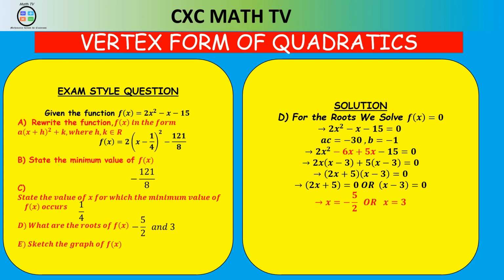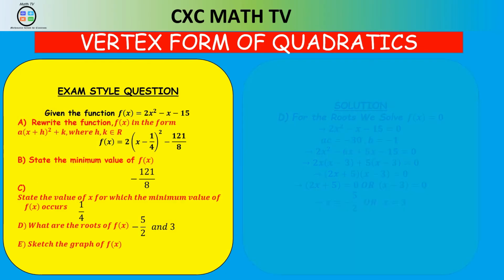Now, part E is going to ask us to sketch the graph of f of x. So now to sketch the graph of f of x, we have all the information we want. So what I like to do first is draw my x and my y-axis. Start with the minimum point. The minimum point is a quarter, negative 121 over 8. Once I do that, I like to then just draw my curve.